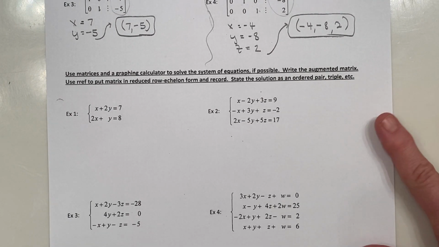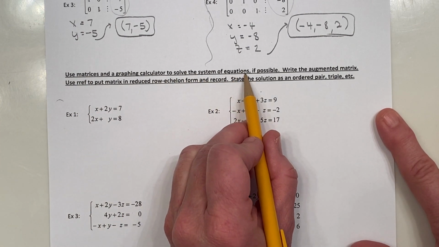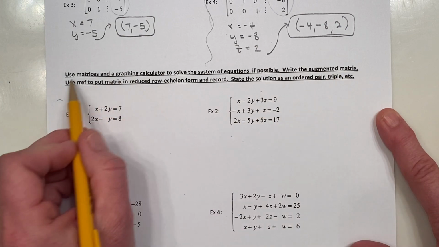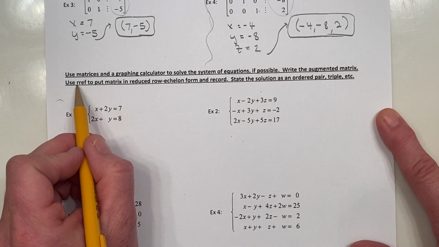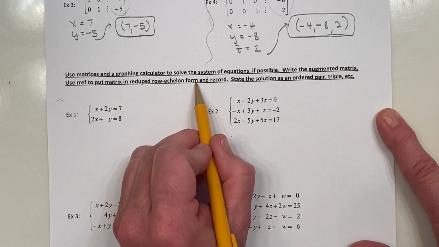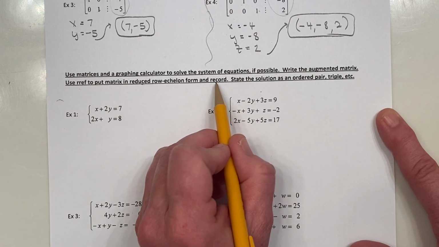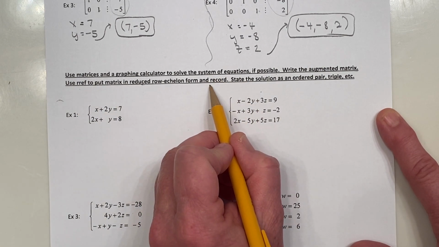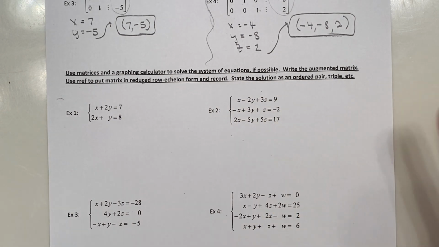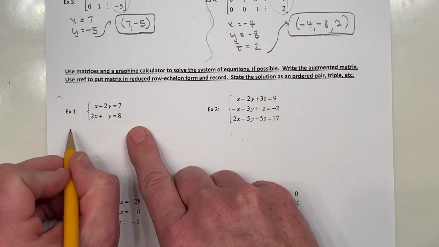Finally, it says use matrices and a graphing calculator to solve the system of equations if possible. We're going to write the augmented matrix. That's the first thing. Then we're going to use the feature on the calculator called reduced row echelon form to put the matrix in reduced row echelon form. The calculator will do that for us. We'll record that, and then from that matrix, we'll state the solution as an ordered pair, triple, etc. Okay, so first step, you have to write the augmented matrix.